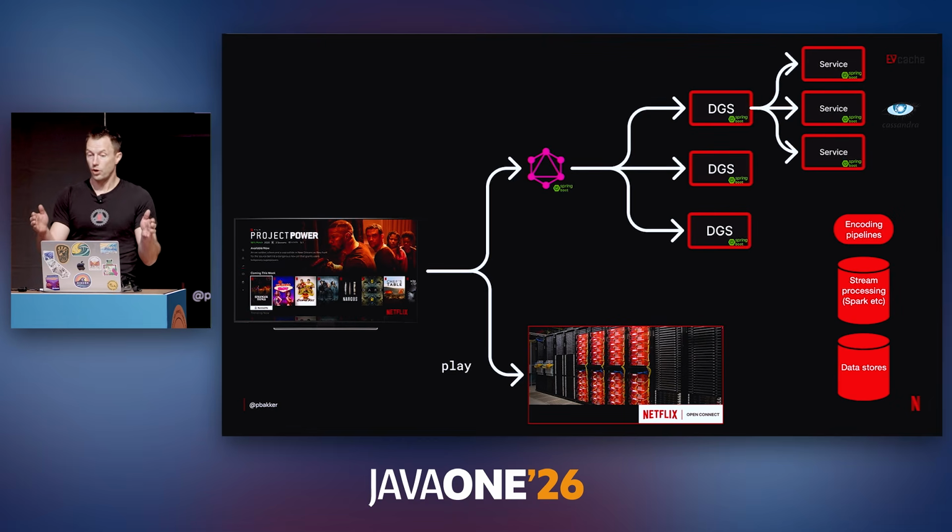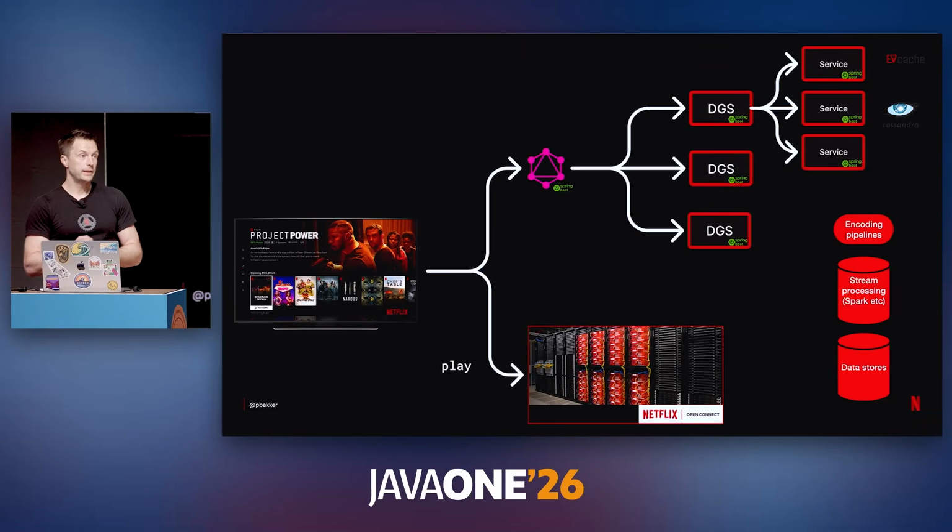And OpenConnect is basically, we have physical hardware in internet provider racks, and that is where the actual video bits are streamed from. And we do that so that when you're actually streaming video, those video bits come from a location close to your house, which saves you latency, it saves the internet providers a lot of bandwidth, which means they save a lot of money, and it saves us, Netflix, a lot of money as well, because we also don't have to pay for this bandwidth.